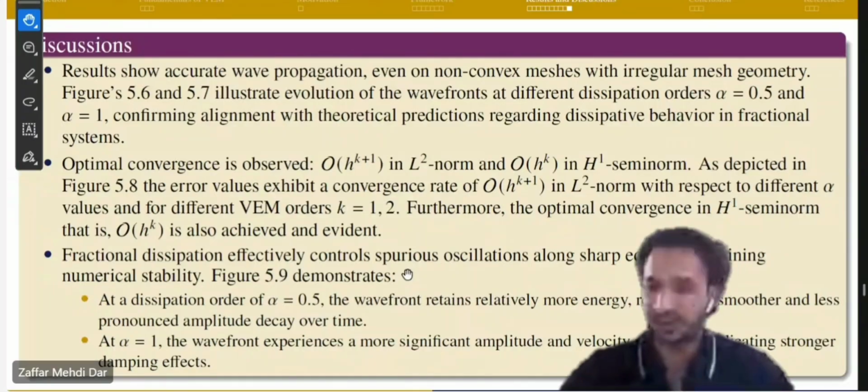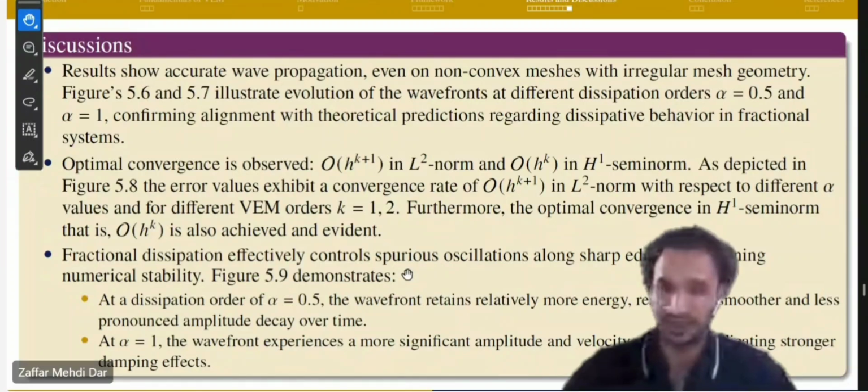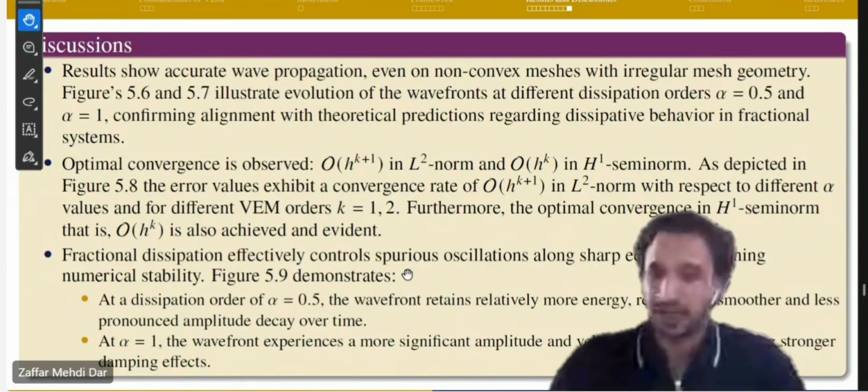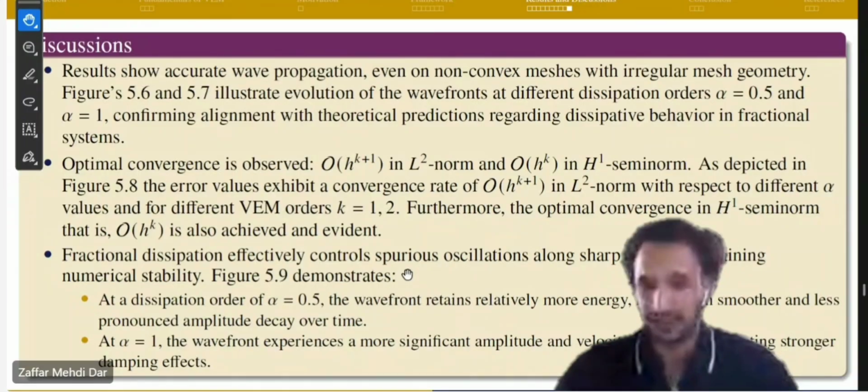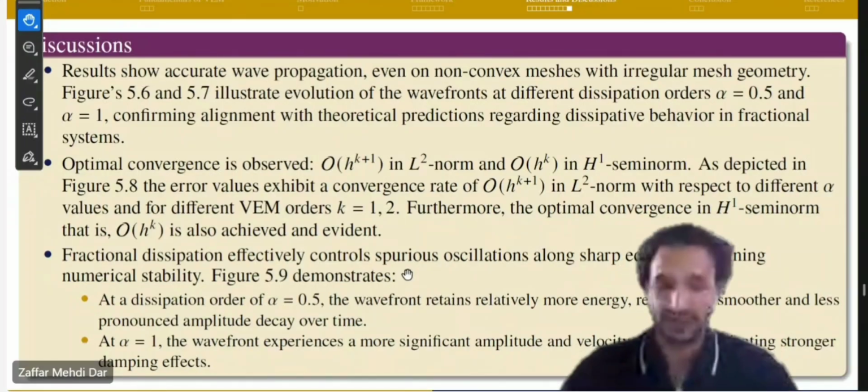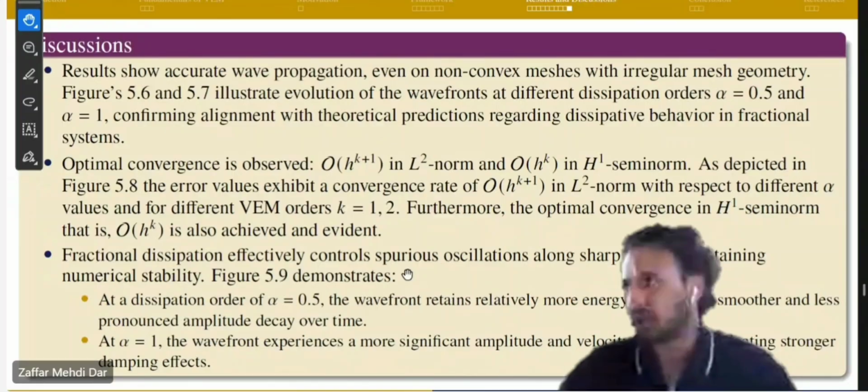At alpha equals 0.5, the dissipation is slower, and at alpha equals to 1, the dissipation is sharper. So the higher the dissipative order, the sharper the dissipation rate, or the sharper the amplitude decay of both velocity and the displacements.